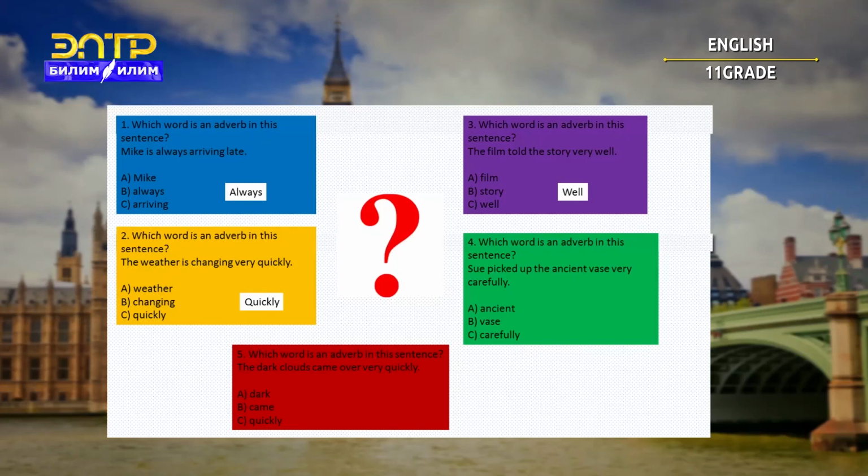Number 4. Which word is an adverb in the sentence? Sue picked up the ancient vase very carefully. A. Ancient. B. Vase. C. Carefully. And the right answer is carefully. Yes, you are absolutely right. Now the last sentence. Which word is an adverb in this sentence? The dark clouds came over very quickly. A. Dark. B. Came. And C. Quickly. And here, yes, this is the answer, quickly.